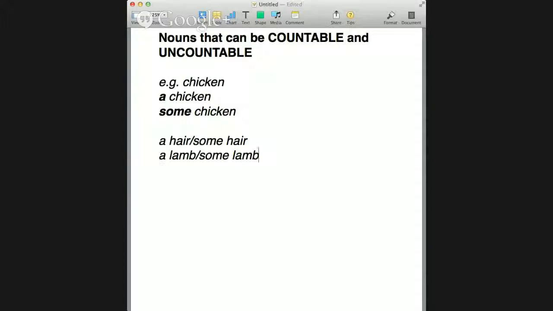Then we have, Eduardo says lesson. So a lesson is fine. Can we have some lesson? Not really. No. This one doesn't work, Eduardo, but nice try.